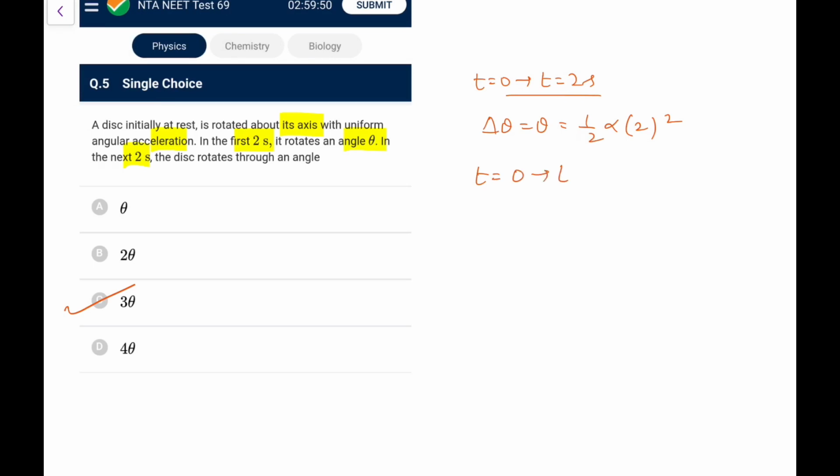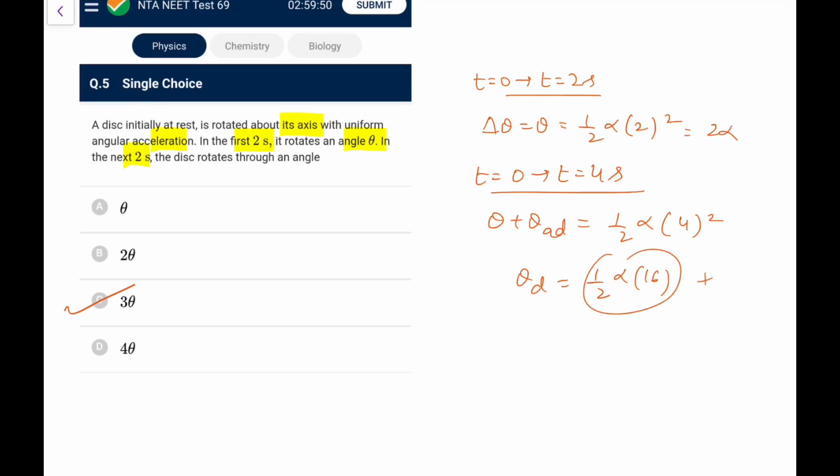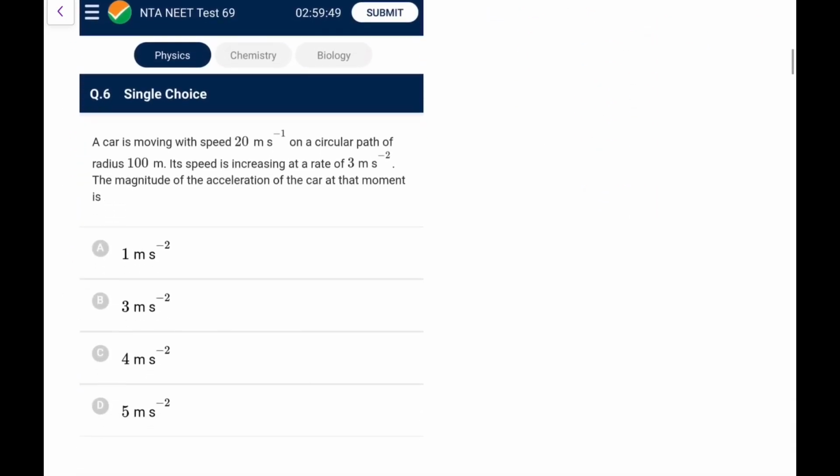So first let me calculate 0 to 4. For 0 to 4, let's say theta plus theta additional would be equal to half alpha into 4 square. If I write that, what would be the theta additional? That is half alpha into 4 square, that is 16, and this was 2 alpha, so it will be 8 alpha minus theta. 8 alpha would be 4 theta, minus theta would be 3 theta. There are many ways you can do that also.